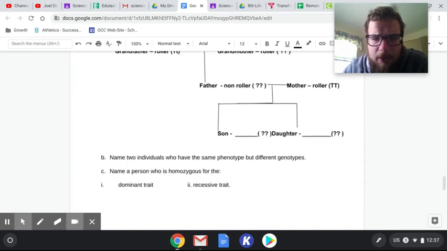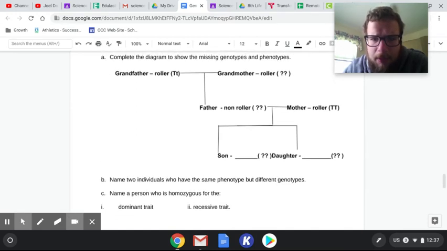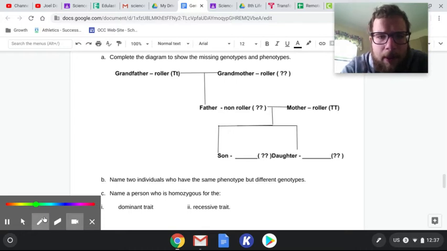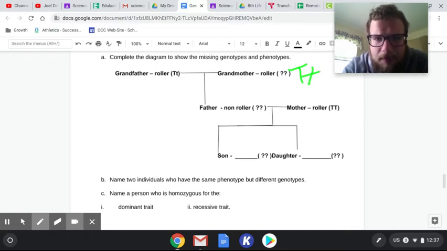Name two individuals who have the same phenotype but different genotypes. Oh, I should not have erased that. Rats. Well, we remember, no, grandmother was what? Big T, little t. And we know that father's a non-roller, so he's little t, little t. And then we know these guys are big T, little t. Sorry, my computer's bouncing while I write.